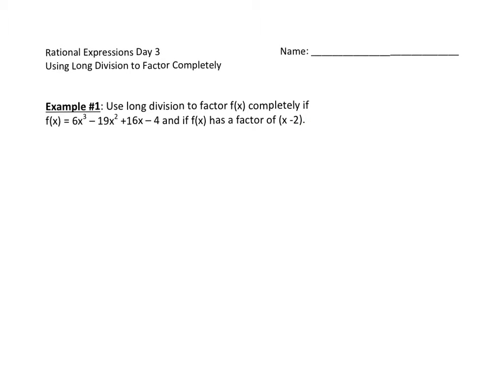So a lot of you are probably reading this and wondering, well, why can't I just factor it, right? Didn't I learn factoring? Why am I bringing long division in? So let's just take a look at this polynomial. We have 6x to the third minus 19x squared plus 16x minus 4.